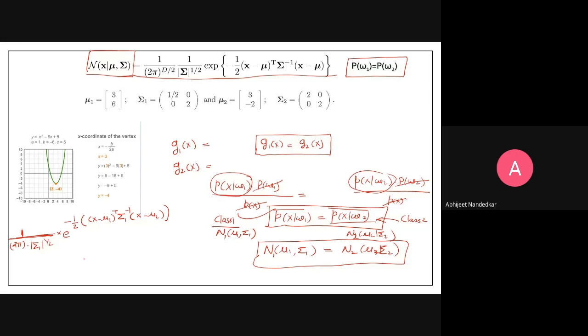So this will be equal to, I'm just writing it down, 1 by 2 pi, determinant of sigma 2 to the power half, into e to the power minus half (x minus mu2) transpose sigma 2 inverse (x minus mu2). Sorry, there is some error here; this should be mu1 and this should be mu2. Change this now.